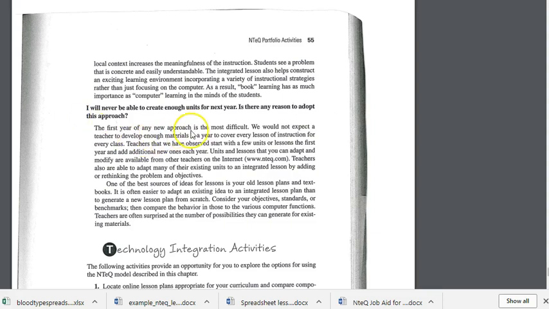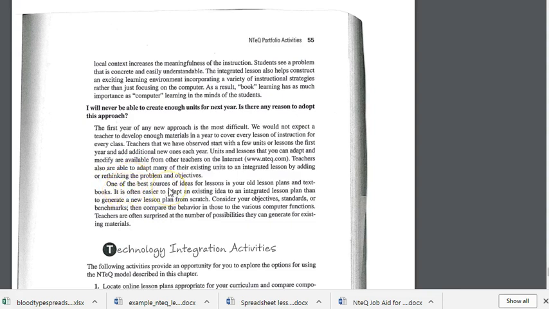So the first year of any approach is the most difficult. The authors wouldn't expect a teacher to develop enough material in a year to cover every lesson of instruction for every class. Teachers that they've observed start with a few units or lessons the first year and add additional new ones each year. Units and lessons that you can adapt and modify are available from other teachers on the internet. You could go to www.nteq.com. Teachers also are able to adapt many of their existing units to an integrated lesson plan by adding or rethinking the problem and the objectives.